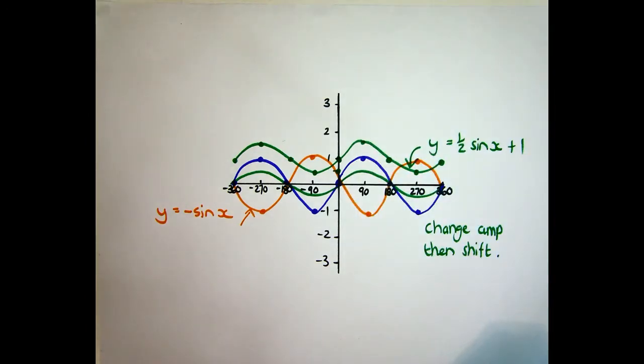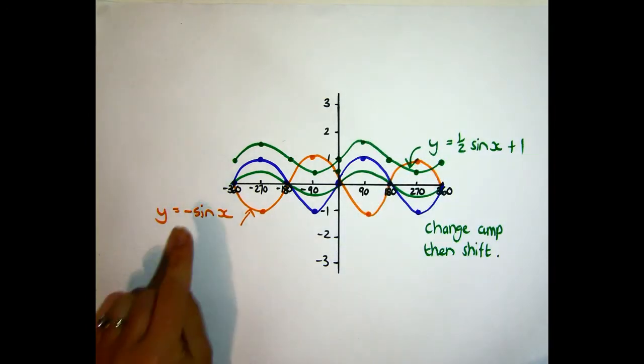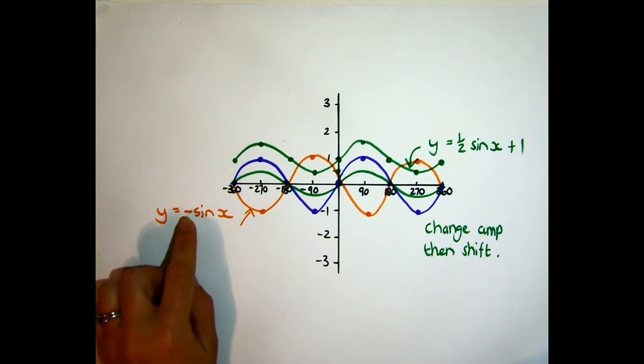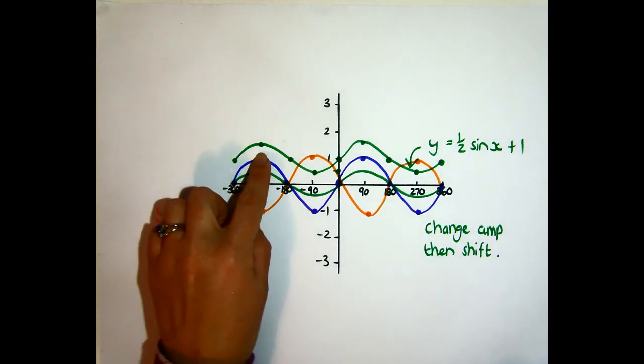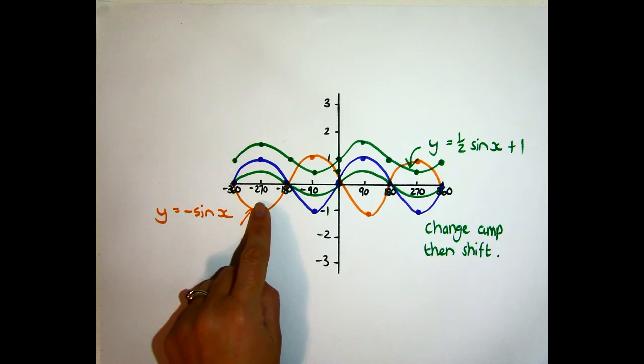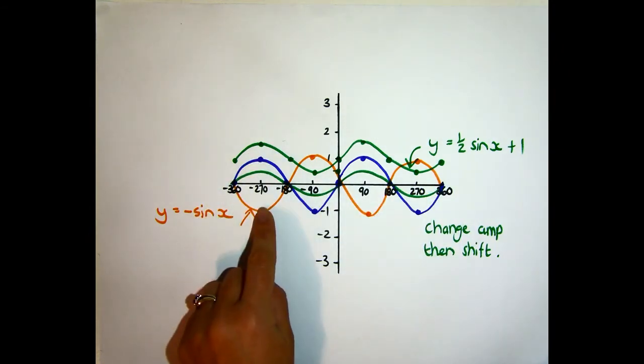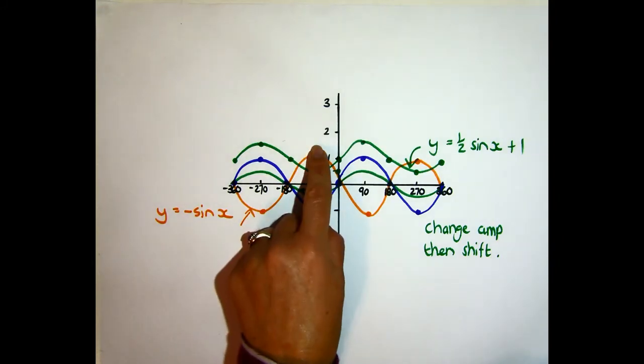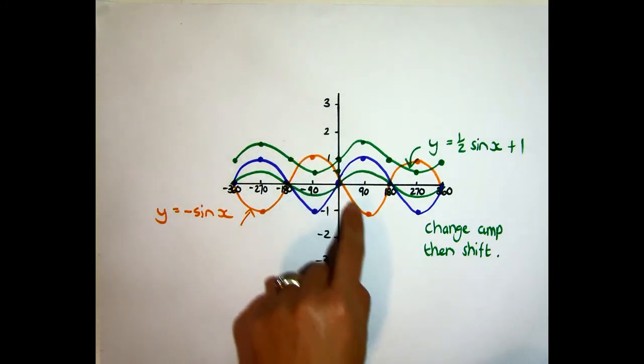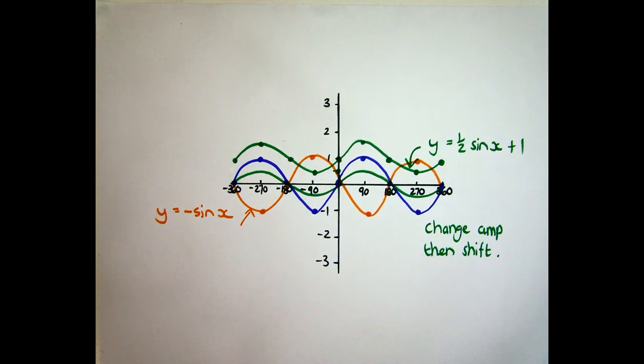My orange graph here is what happens if the amplitude is negative, and that means that every single point of the blue graph is reflected in the x-axis. So the zeros stay the same, but where it was positive it's now negative, and where it was negative it's now positive. You're basically drawing a reflection of the blue graph on the same Cartesian plane.